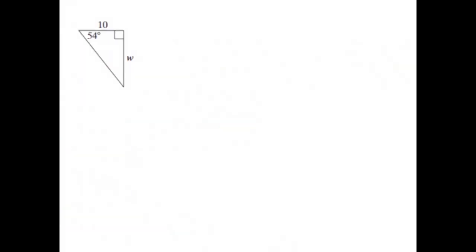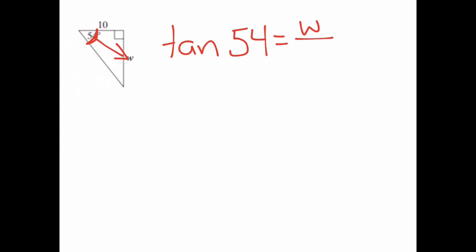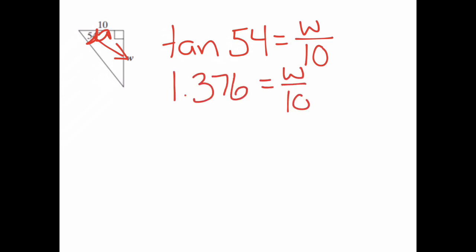This one wants us to solve for side W. So in order to do that, we're going to use the angle they gave us here, 54. So the tangent of angle 54 would equal the opposite W over the adjacent 10. And then we'll plug this into our calculators and solve. On my calculator, I have to hit 54 and then the button for tan. And then to solve this for W, I'd simply multiply both sides by 10. And what I'll get is that 13.76 equals W.